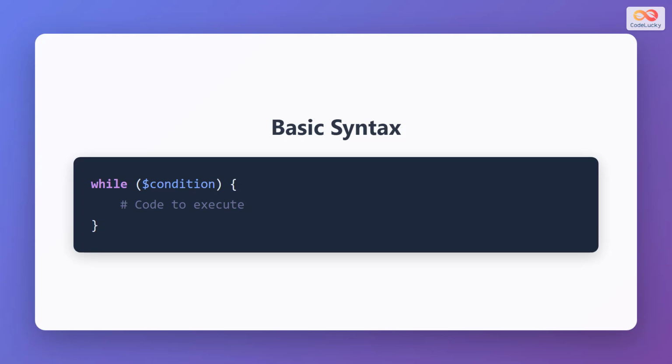The syntax for a while loop is straightforward. You start with the keyword while, followed by parentheses containing your condition. Inside curly braces, you write the code you want to repeat. The condition is a test that returns either true or false, and the code block contains the actions to perform when the condition is true.